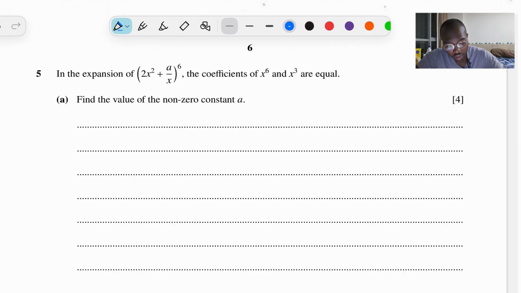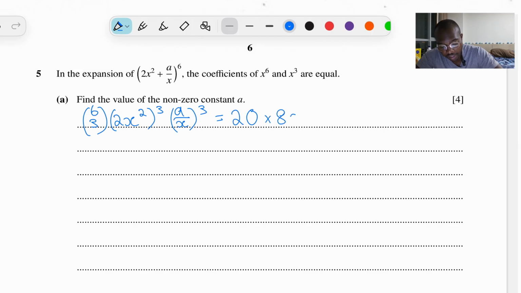So first things first, if we want x to the 3, we can do 6 choose 3, and that'll be (2x squared) to the 3, and then we'll also get times by (a over x) to the 3, okay? And let's work this out. 6 choose 3 is 20, and then we would get times by an 8 x to the 6, and then times by a to the 3 over x to the 3.